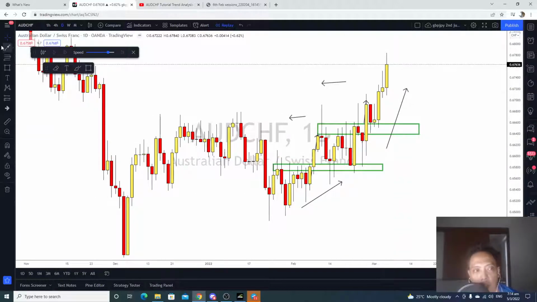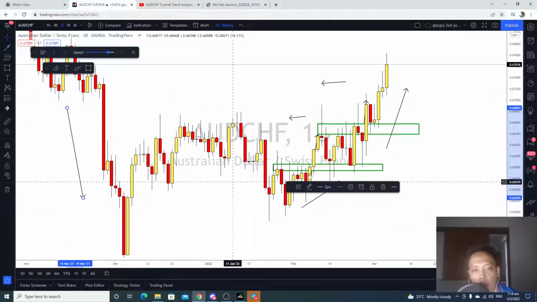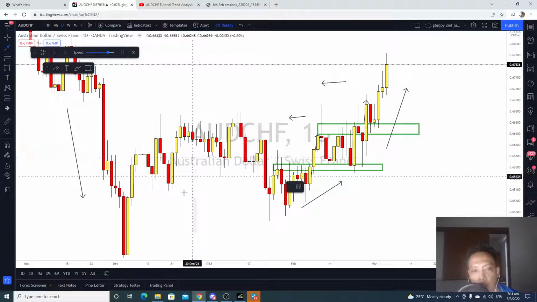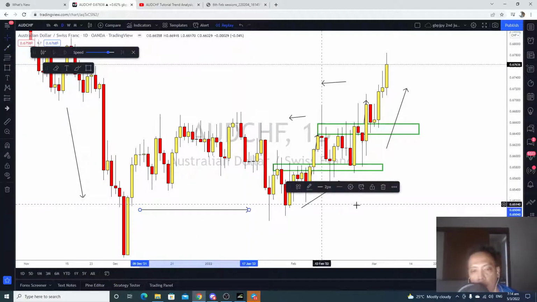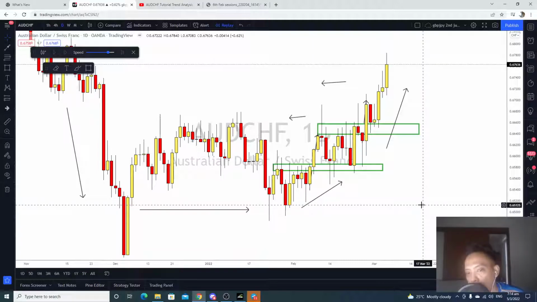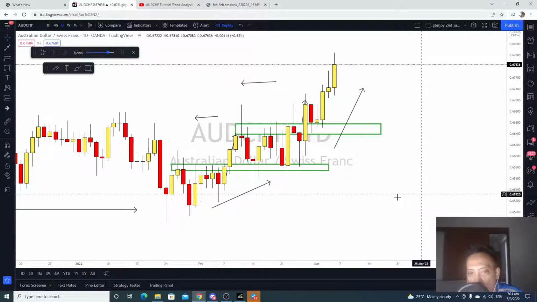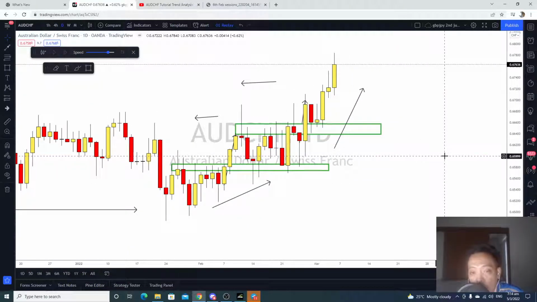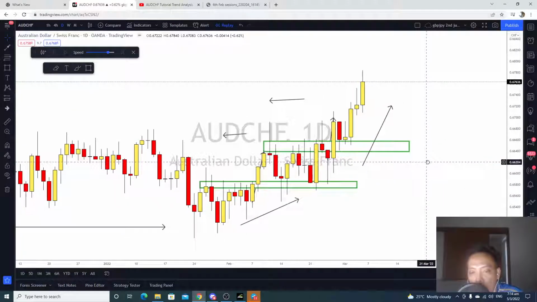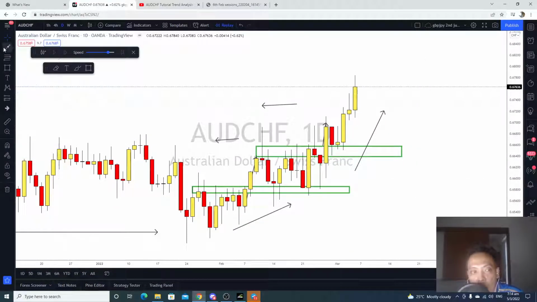Before this uptrend, what is the price doing? Price is doing a downtrend. After that downtrend, price is doing sideways. After that sideways, the price starts to go into an uptrend. So you can just use this kind of simple strategy to understand the market. And the best is to understand from your daily. Once you understand where the daily direction is going, it's much easier for you to go into the lower time frames to look for your entries. Your entries in the lower time frame must be in line with your daily.